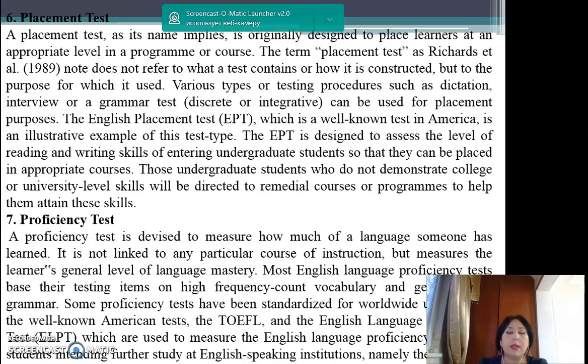Some proficiency tests have been standardized for worldwide use, such as the well-known American test TOEFL and English language proficiency tests like ALPT, which are used to measure the English language proficiency of foreign students intending further study at English-speaking institutions, namely in the USA.